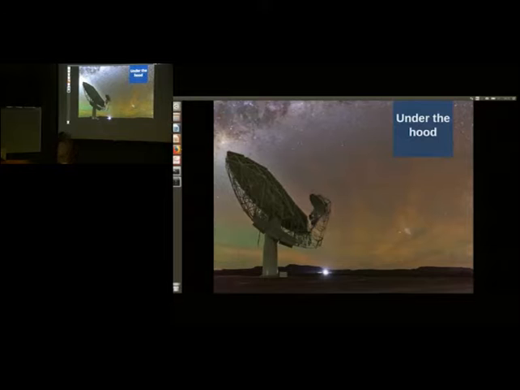So now we can go to the next section, and look under the hood at how MeerKAT actually processes the data. In this section, we'll give a system overview. We will look at the L and UHF band receivers, the time and frequency reference system, and the digitizer units, and then we will look at the correlator beamformer.